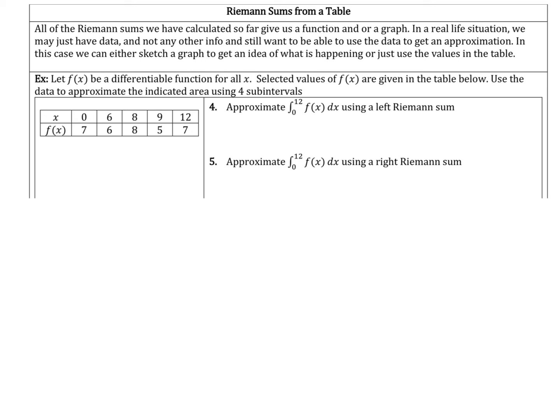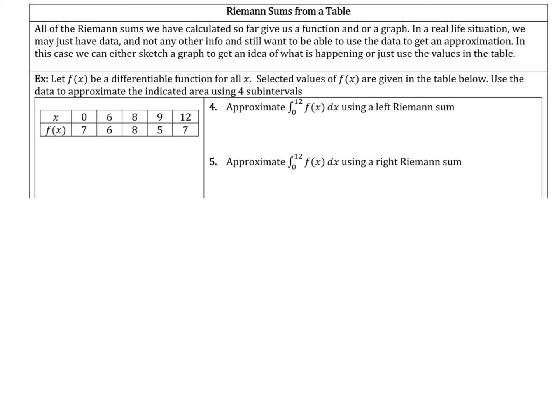All of the Riemann sums that we have calculated so far have come from being given a graph of a function or graphing a function and looking at the area under the curve by creating rectangles in that graph. In the real world, we often don't have a function to represent what we're talking about. Oftentimes what we have are data points and no other information, but we still may want to get an approximation for whatever it is that we're talking about.